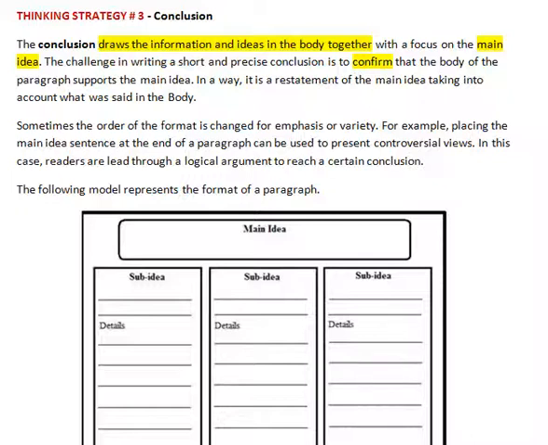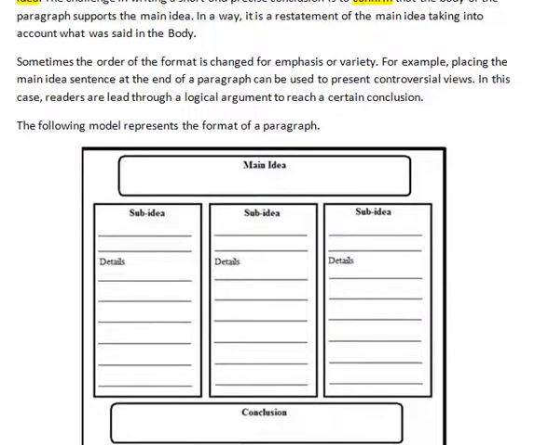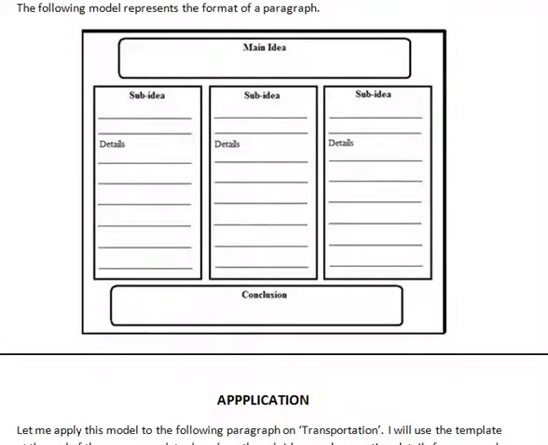Sometimes the order of the format is changed for emphasis or variety. For example, placing the main idea sentence at the end of a paragraph can be used to present controversial views. In this case, readers are led through a logical argument to reach a certain conclusion. The following model represents the format of a paragraph. Main idea, sub-idea, details, sub-idea, details, sub-idea, details, conclusion.